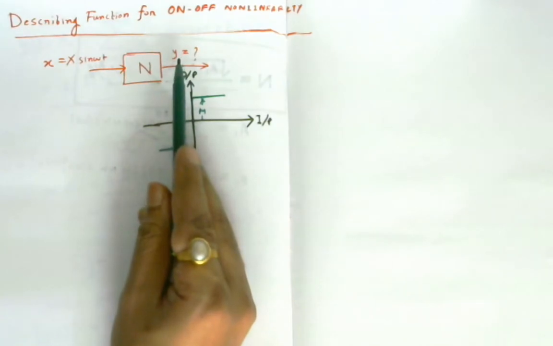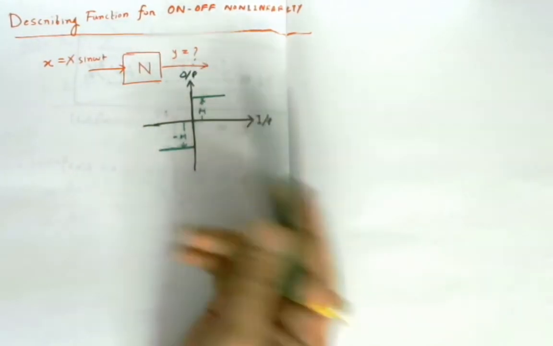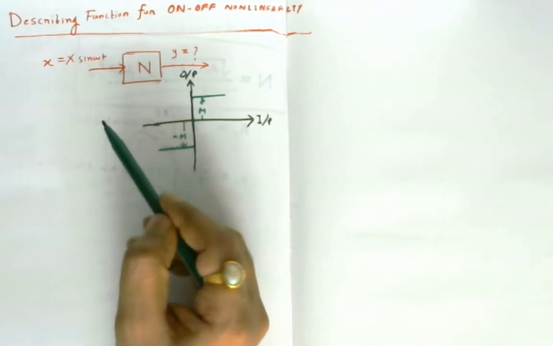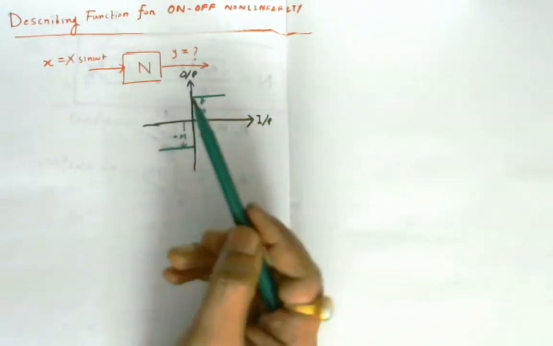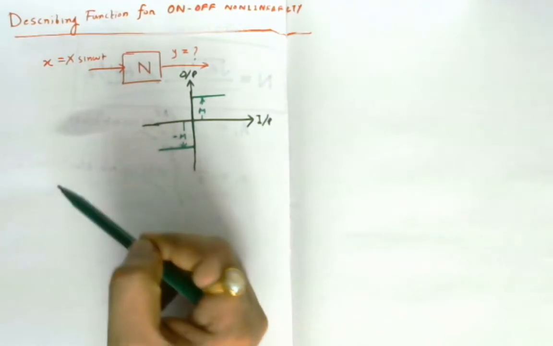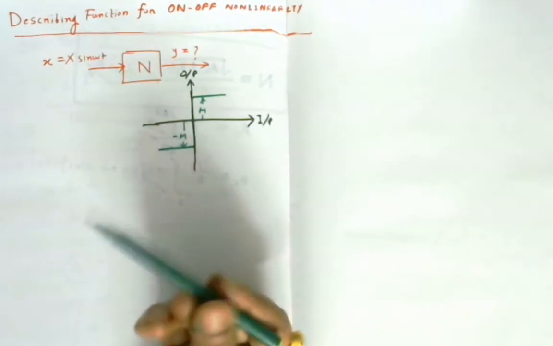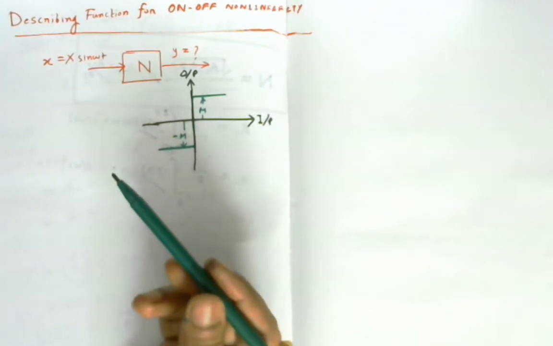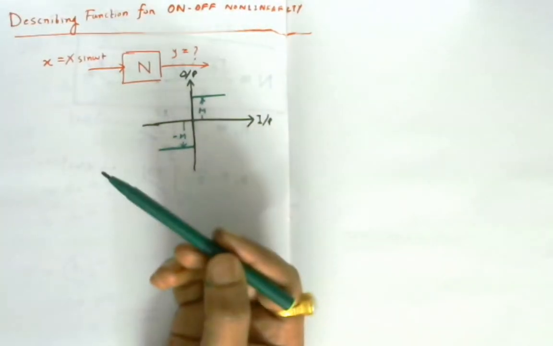My objective is to find out the output waveform. I don't know what the shape is. Is it square, triangular or trapezoidal? There's a technique that I am going to follow, and I will draw the output waveform. Without having the output waveform, we cannot find out the symmetry. We cannot take advantage of symmetry.